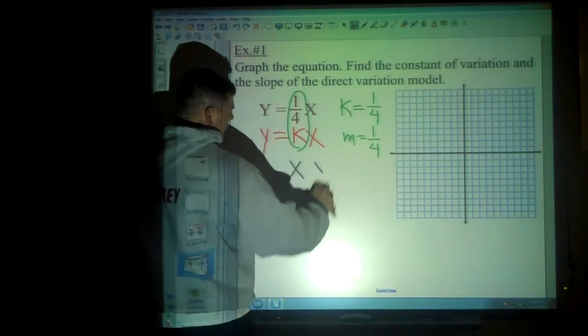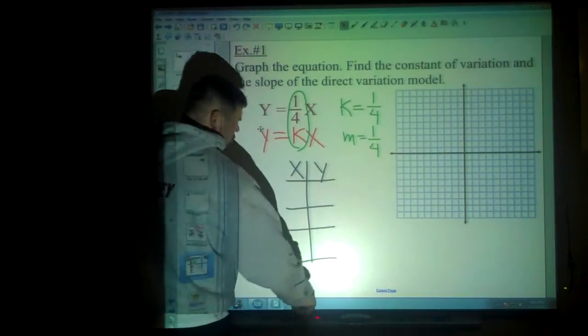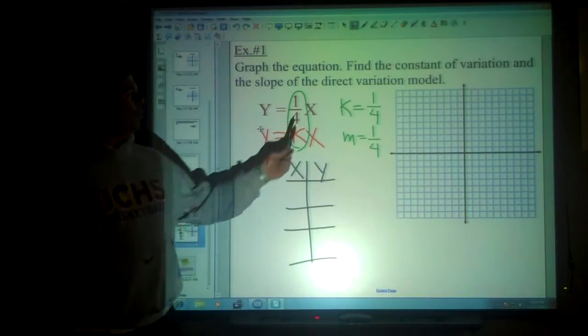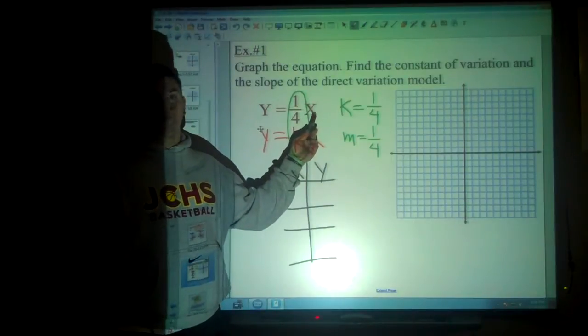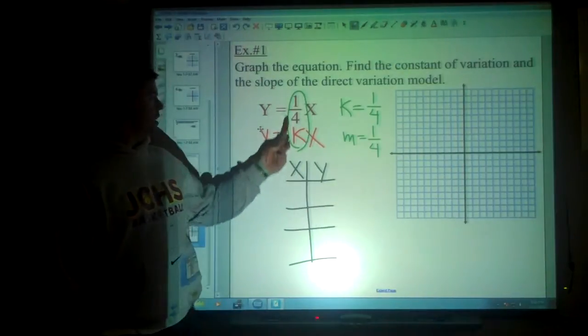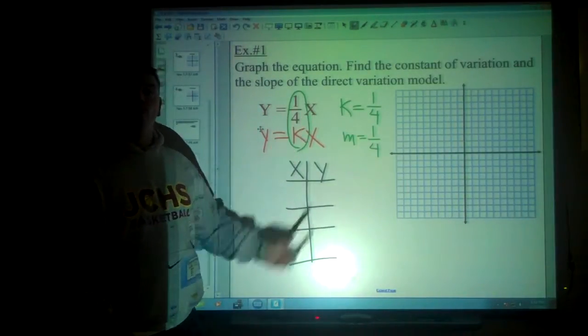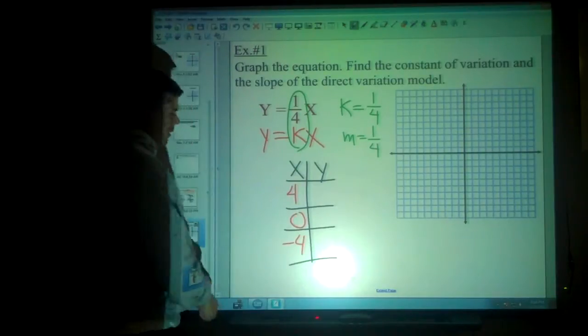Probably the easiest would be to make an input-output table. So we choose any numbers we want. I would avoid choosing numbers like 1. 1/4 times 1 is easy. It's 1/4. But it's not always easy to graph 1/4. It's not too bad, but it's not great. Choose numbers that 1/4 works well with, like 4, 0, and -4.